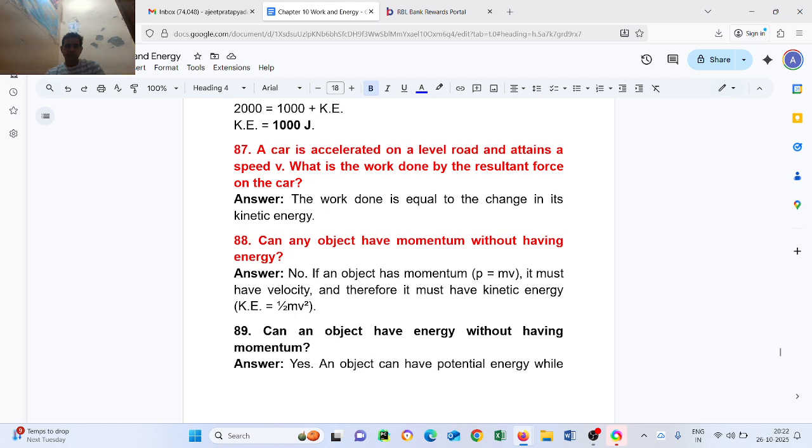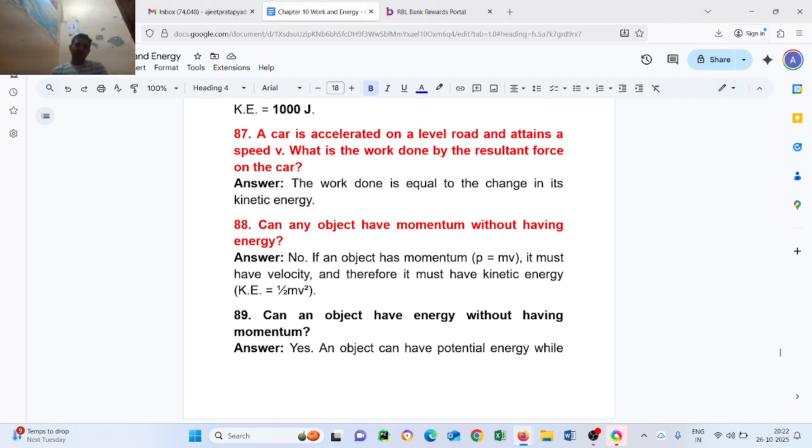Question number 88. Can any object have momentum without having energy? No. If an object has momentum p equal to mv, it must have velocity and therefore it must have kinetic energy K equal to half mv square.